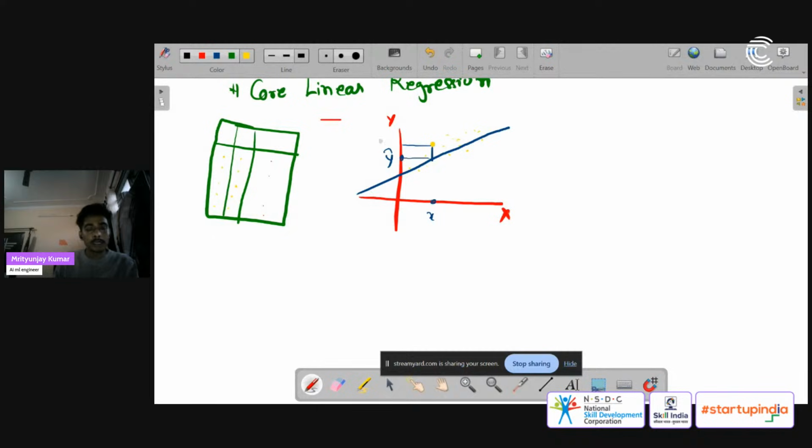So the correct output is y. Let correct be y, and in blue color, focus on the blue color, this is only x-axis. This is y predicted. Y predicted means the value we are predicting from the line. In the same way, when you train this AI model, it only predicts the value from the line, so it takes a very small amount of storage.